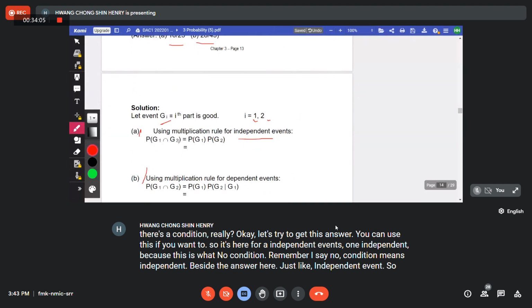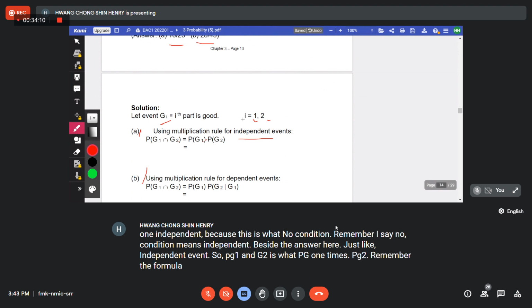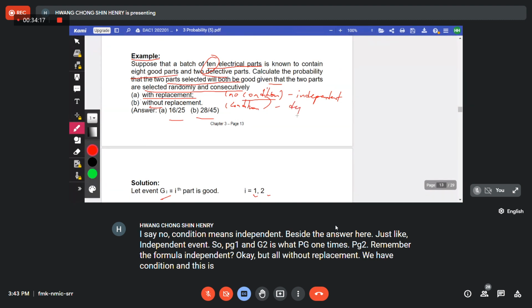So P(G1 and G2) is what? P(G1) times P(G2). Remember the formula, independent. But for without replacement, we have condition and this is called dependent.